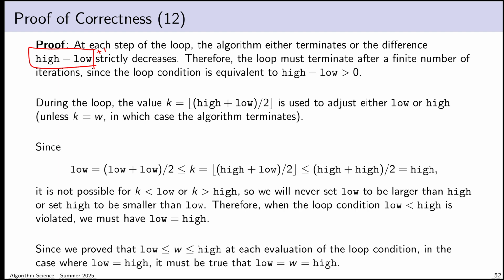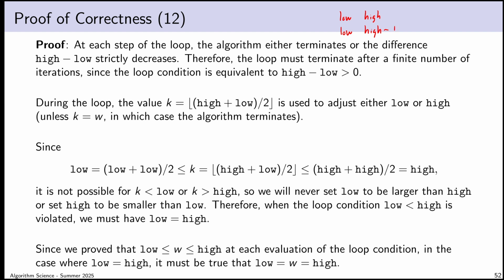In other words, we're never going to have a situation where we've got low and high at one iteration, and at the beginning of the next iteration, they have not changed. Because, of course, if we had that problem, then the loop would go on forever. It would be an infinite loop, because it just keeps going around and around in a circle.